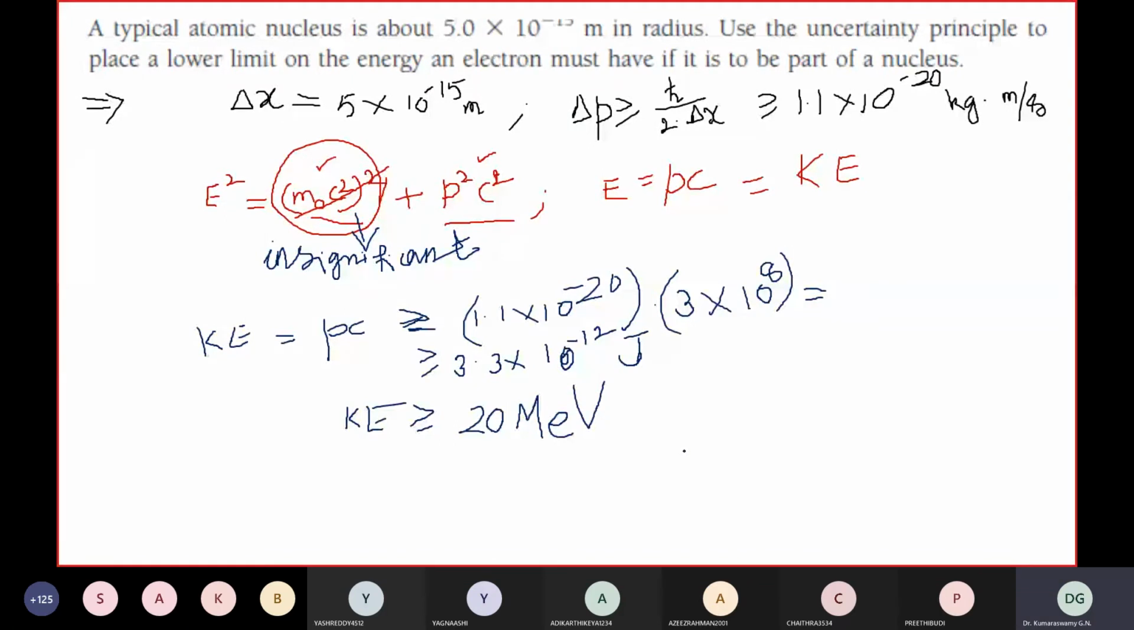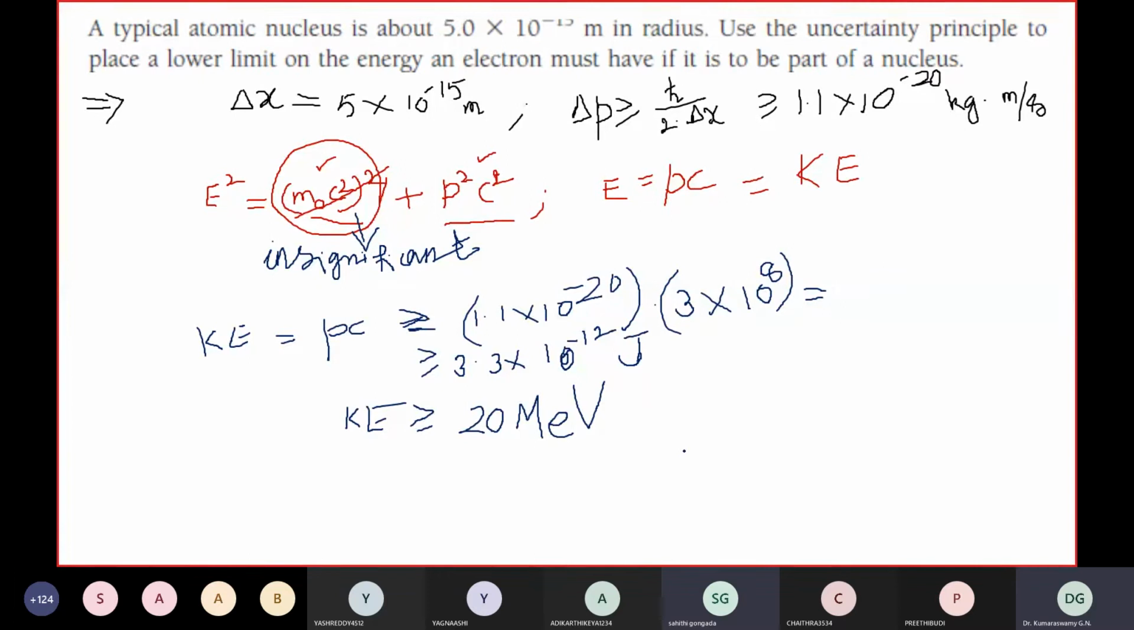What is the known energy of the electrons which are emitted from the nucleus? No, that is not from the atom. I'm talking about the nucleus. Nuclei do emit electrons. That is beta decay. Haven't you studied about beta decay? In radioactivity.